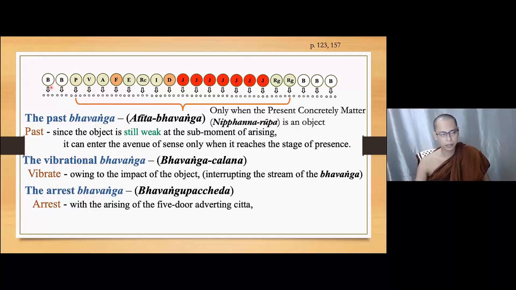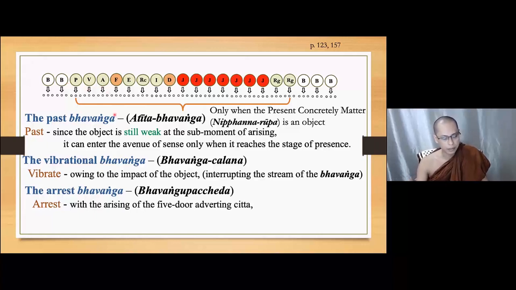Instead, it will start after the bhavanga continuum, then the vibration of bhavanga, arrest bhavanga, and the five-door adverting or mind-door adverting will start. And this is the way the cognitive process runs, cutting off the bhavanga, sometimes in three moments and sometimes in two moments. So why can the five-door adverting consciousness not arise directly as soon as the object appears, as the object enters the avenue of the sense faculties?